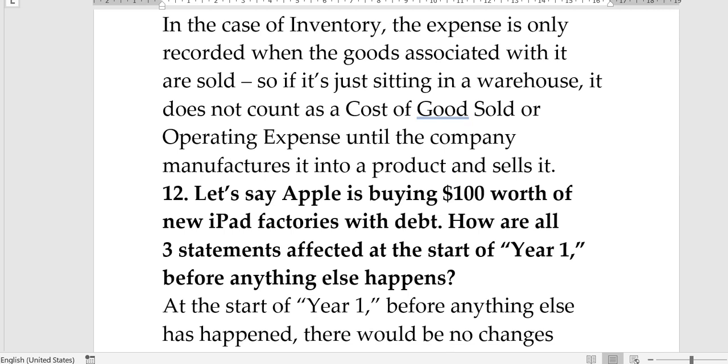In the case of inventory, the expense is only recorded when the associated goods are sold. Let's say your inventory is 10 lakhs. 10 lakhs of goods are in your warehouse and there are no sales in that year, so there is no change. Inventory changes when your goods are sold. Let's say 10,000 of inventory is sold, so the sales amount is 10,000 and inventory is 90,000. Goods just sitting in the warehouse do not count as cost of goods sold or operating expense until the company manufactures them into a product and sells it.